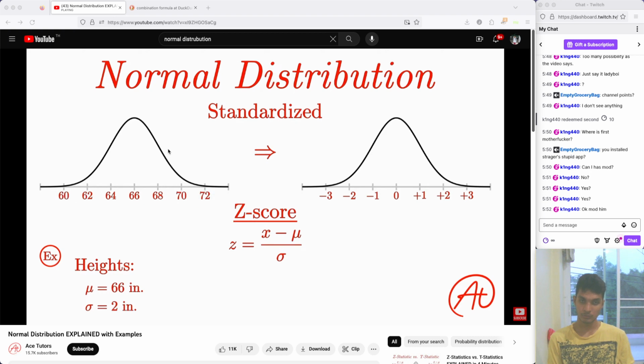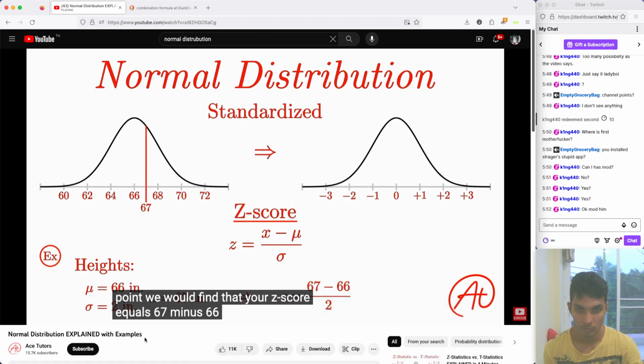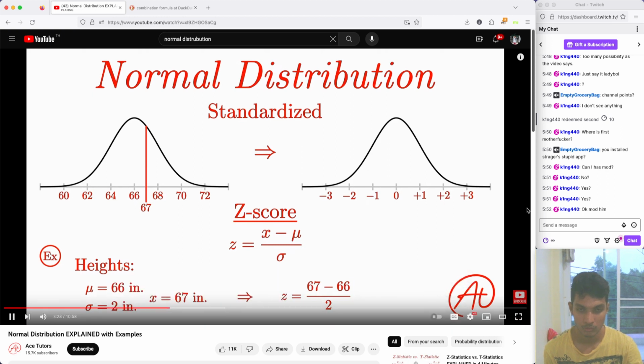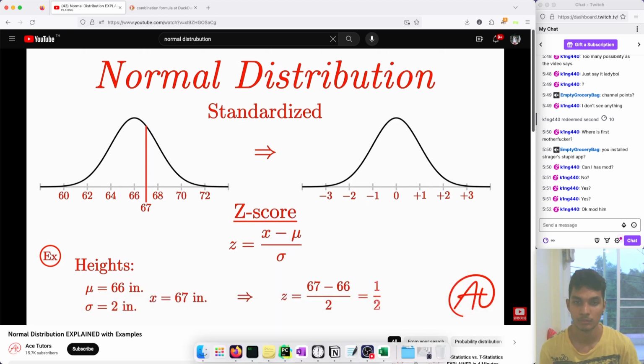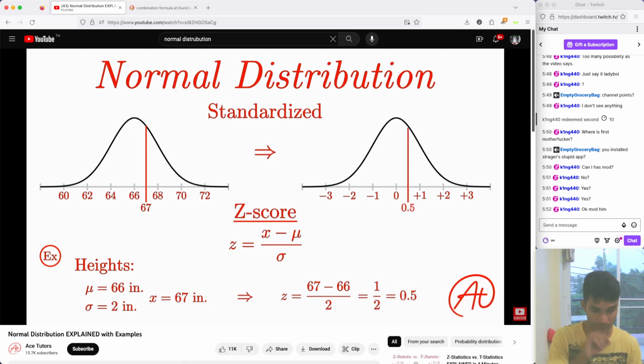If you happen to have a height of 67 inches, you would fall right here in the distribution, slightly above the mean. If we were to standardize your data point, we would find that your z-score equals 67 minus 66 divided by 2, which is 1/2 or 0.5. This z-score of 0.5 means that your data point is half of a standard deviation above the mean, and located here, the same exact location in the distribution as before.